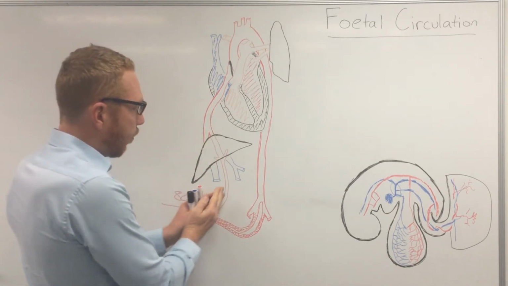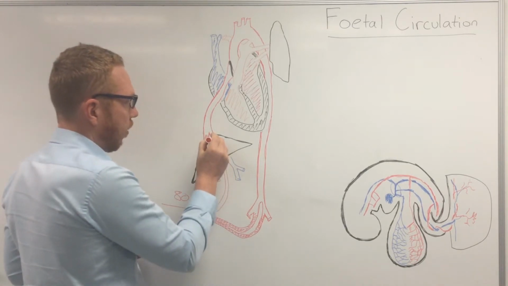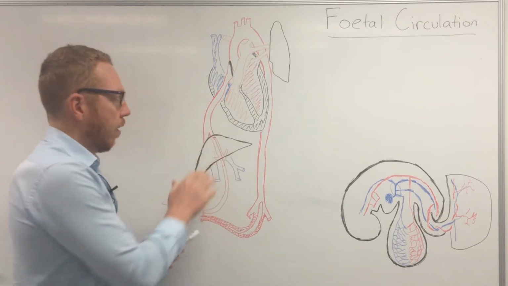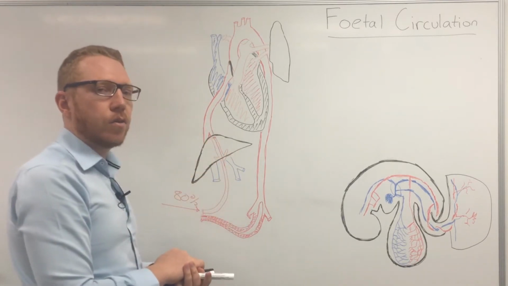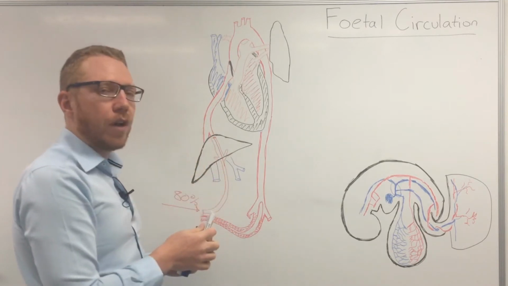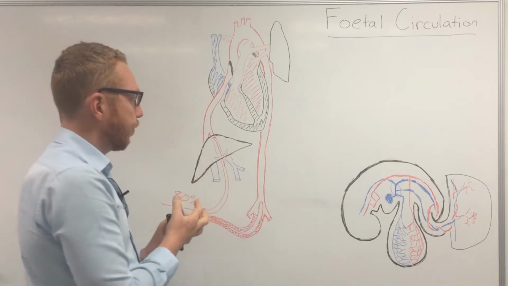So a lot of the blood will get shunted straight through, as we can see, straight through the liver. And this shunt, this is the first shunt, is called the ductus venosus. So a majority of it goes straight through the liver as a duct, and that's the ductus venosus.